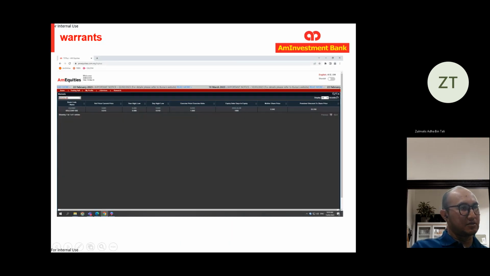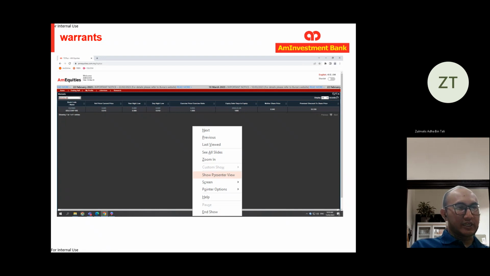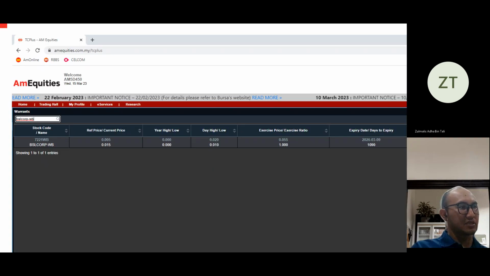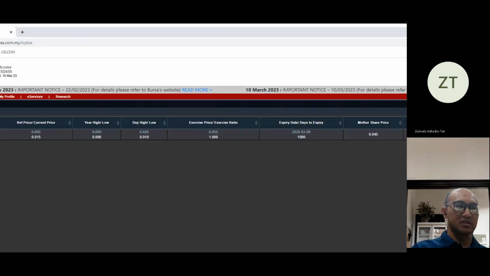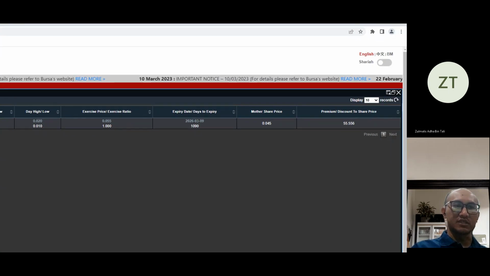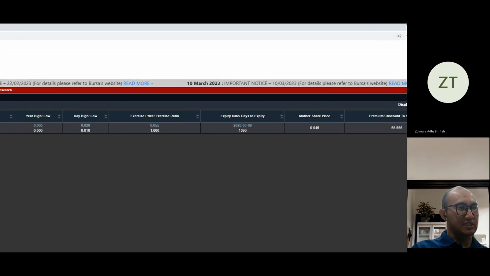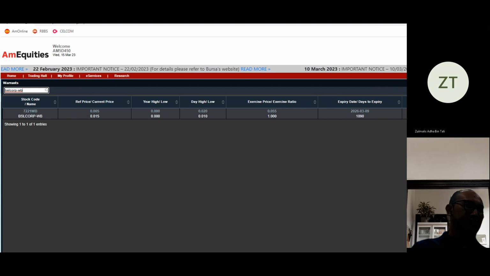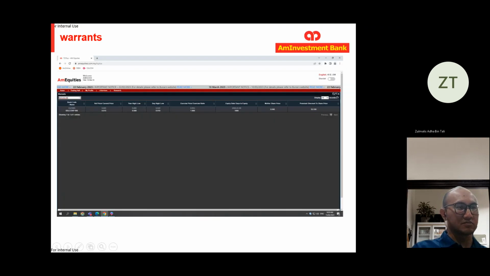Then all right, you can check any warrant. You just search here what type of warrant you wish to view. Like this is BSL Corp warrant. You actually can check, is it undervalued? Is it trading at premium or trading at discount? You can check. Everything is available on the website. I just let you know the reference current price is basically moving based on the last done price in the market. So it's a very reliable source.